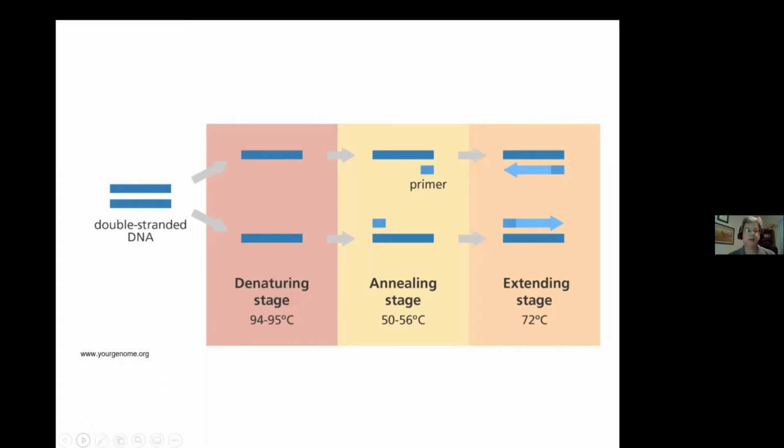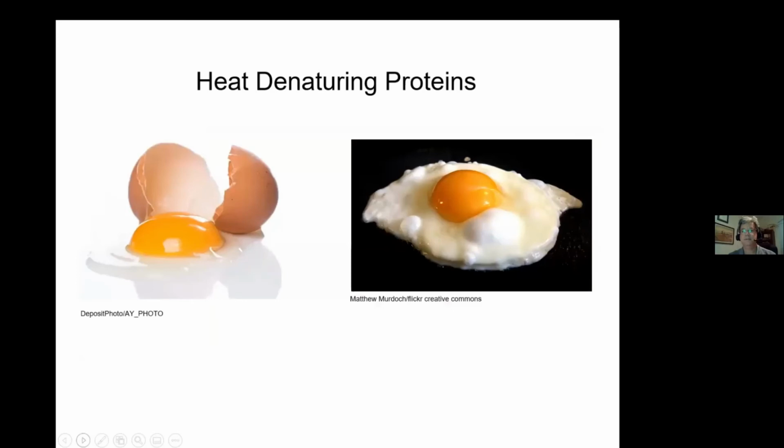So the analogy that we have for that is this. All right, so eggs are full of protein. If you heat them up, they denature and you get this. When you cool it back down, you don't get the original egg. Right? You can't unscramble an egg. You can't unfry an egg. So it will never go back to being that. Once it's denatured, then it's dead.